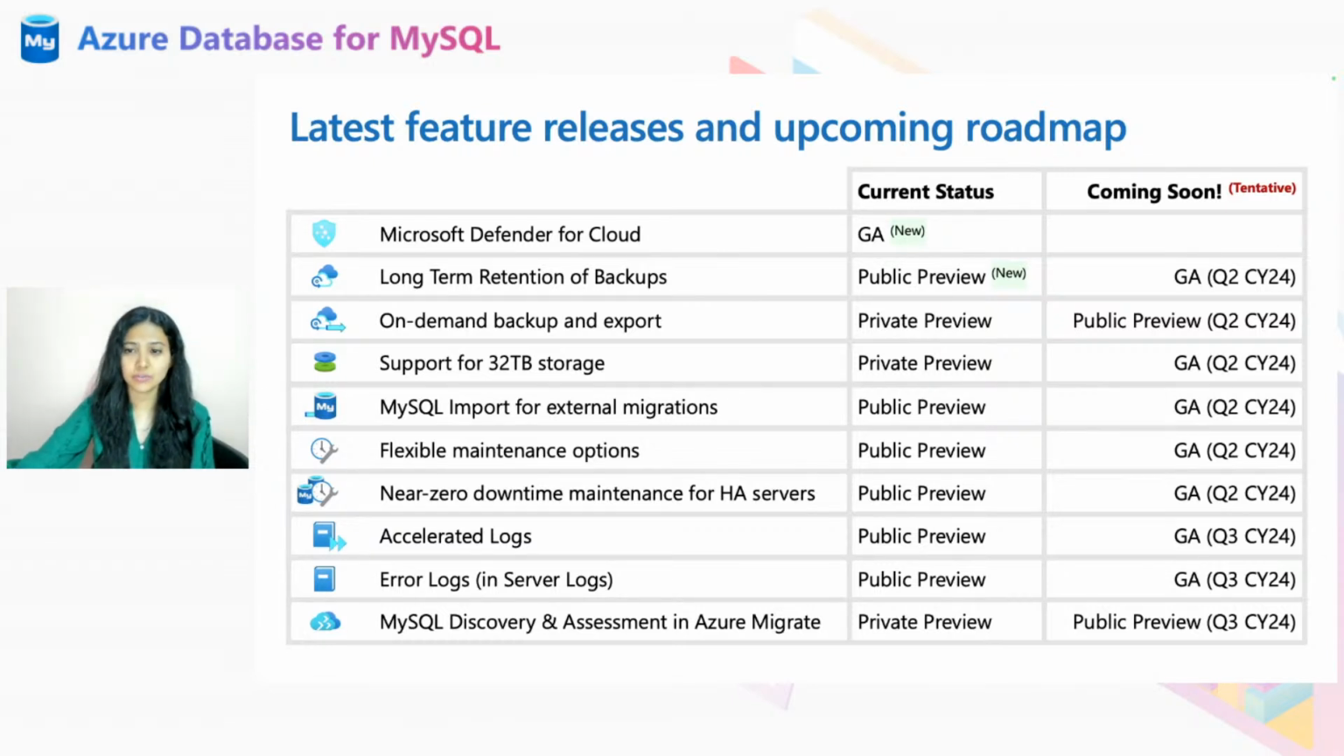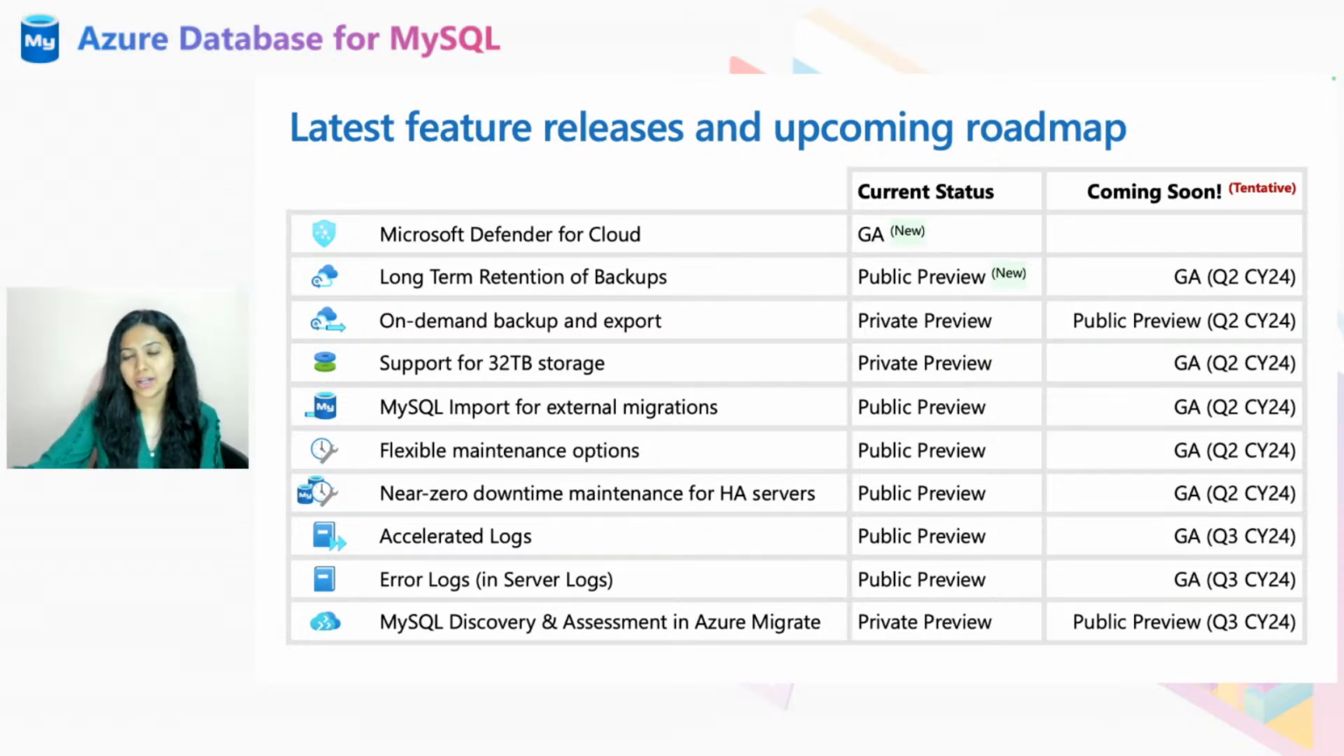Accelerated logs feature for business critical SKU, with which you can actually see up to 2x performance enhancements at no additional cost. With this feature, we also see a significant performance and price performance enhancement over AWS RDS, Aurora, and Google Cloud SQL for MySQL as well. This feature will be GA in early Q3 of CY24.